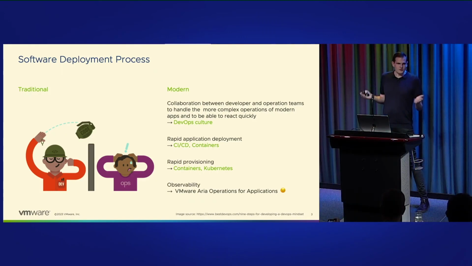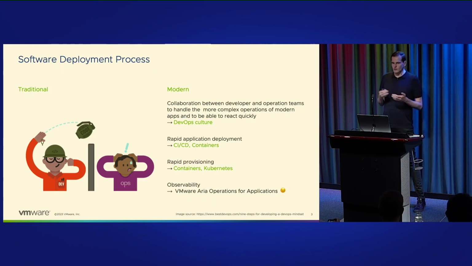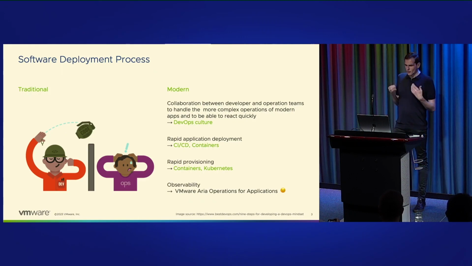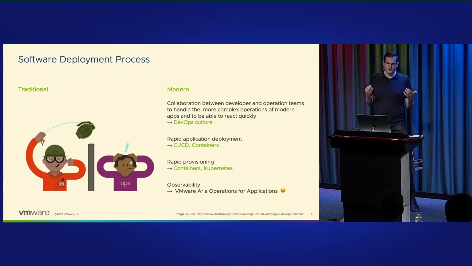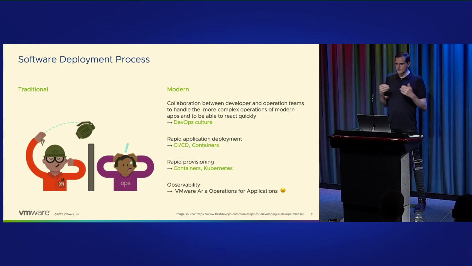Regarding automation, we have continuous integration and continuous delivery as technologies, and also containers help, for example, with rapid application deployment, because the startup time is a lot faster than with VMs, and also for the provisioning. As you know, with Kubernetes, it's really easy to provision a new service, and therefore it also gives some speed and developer productivity to the organization.